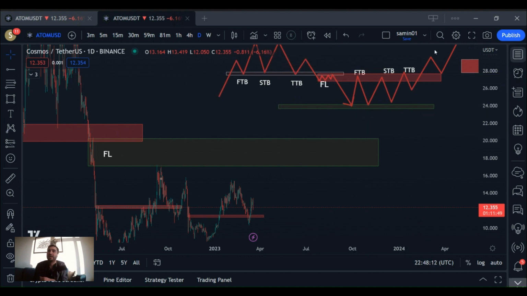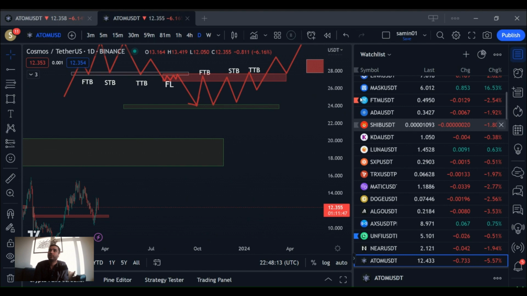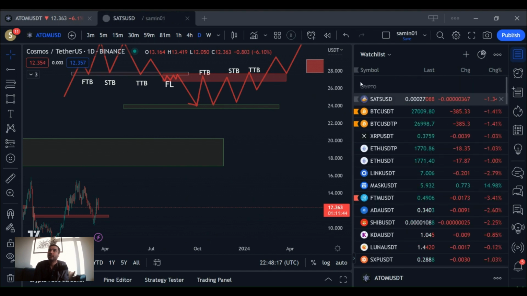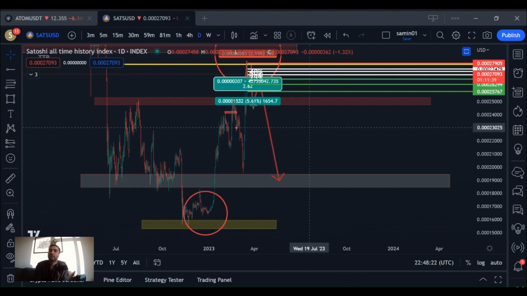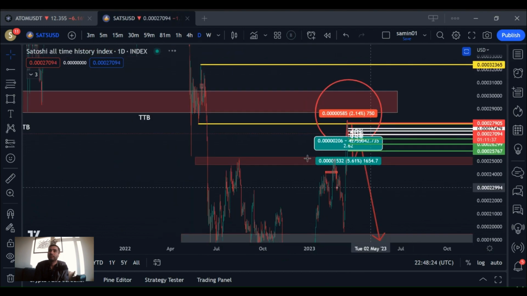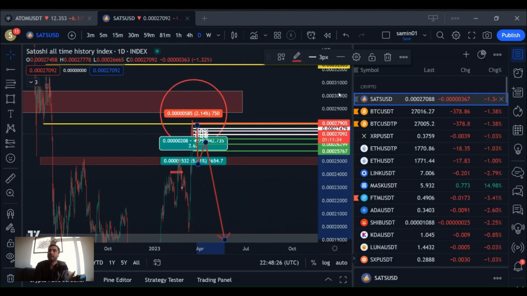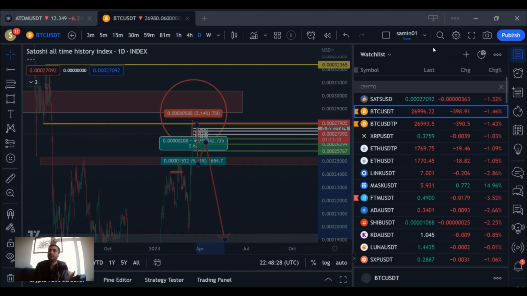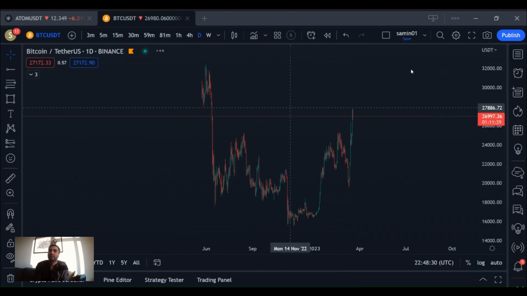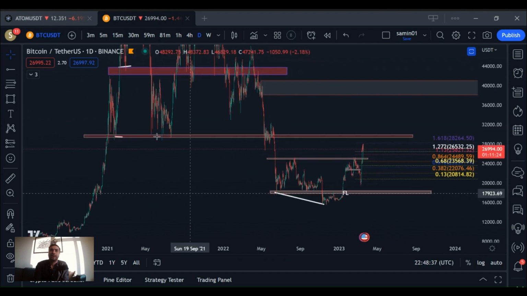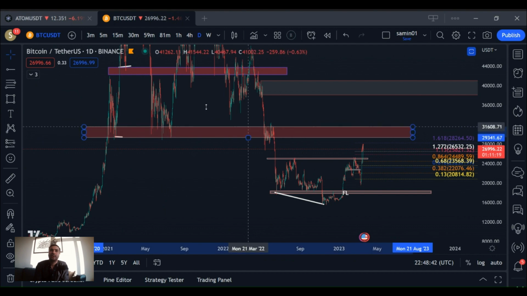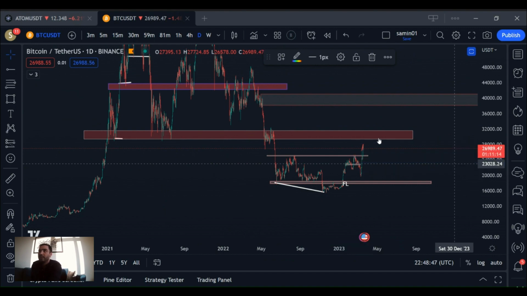Okay, and I will make another example for you. We can see it in the Bitcoin chart. Okay, let me do it in here. We have one area in here, one SNR in here. Yeah, this is a very important SNR for Bitcoin.